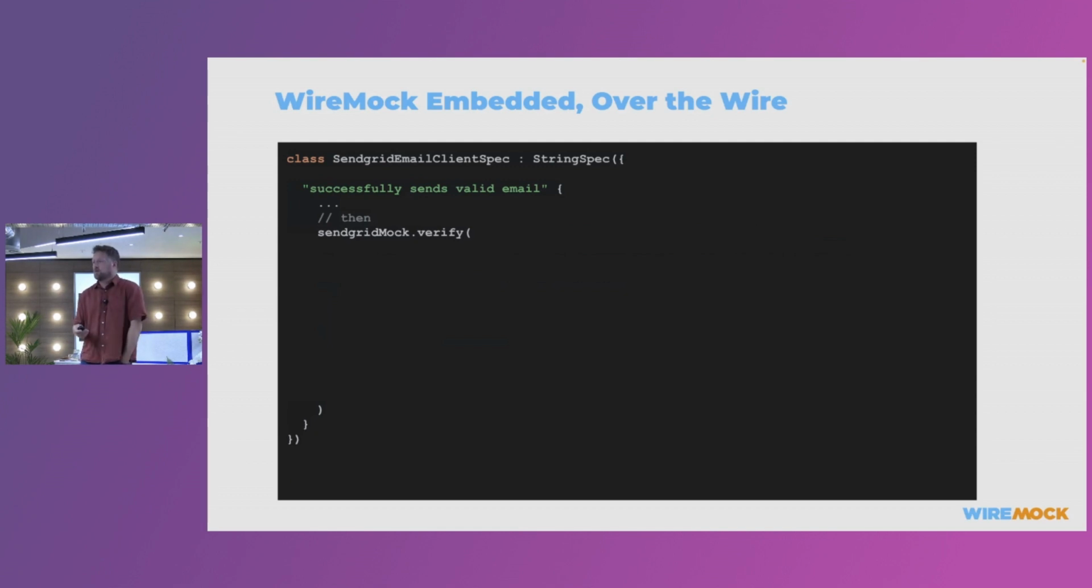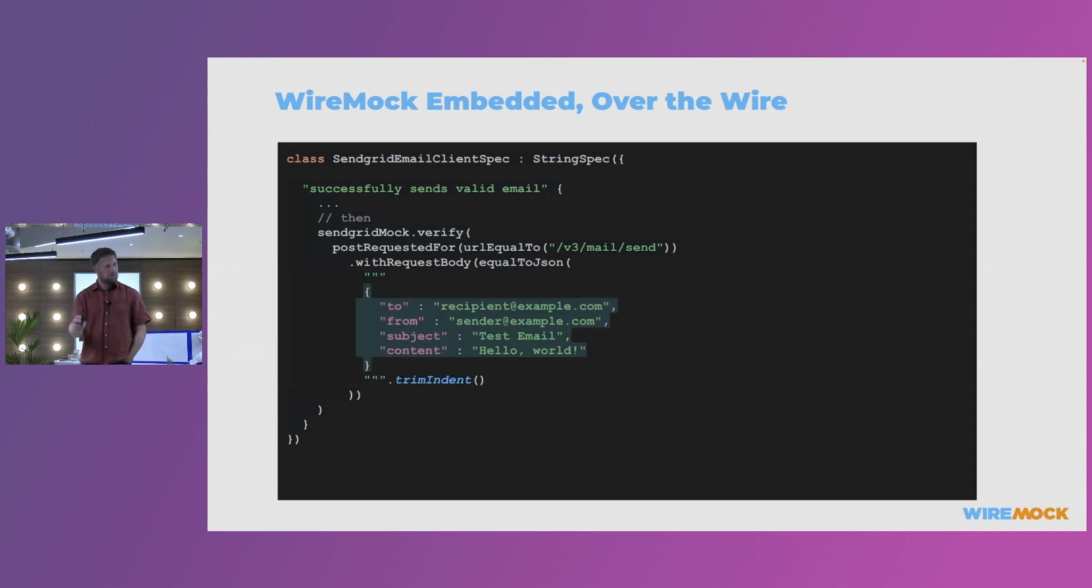And finally, we're going to check what happened. So we're going to then ask SendGrid, did you get the request we're expecting? So we're checking, was there a post requested for the URL we wanted with the request body equal to JSON, and we can just dump the JSON fragment in there. The nice thing about the equals to JSON matcher is that obviously you don't have to worry about white space, you don't have to worry about key ordering, it's just going to match it as to whether it is object equals effectively.